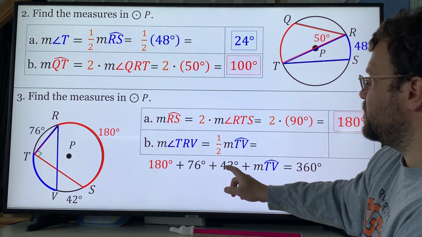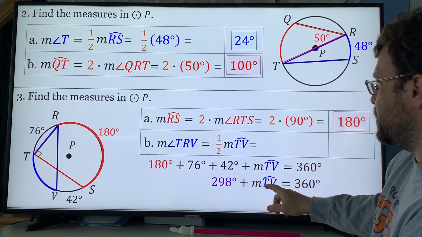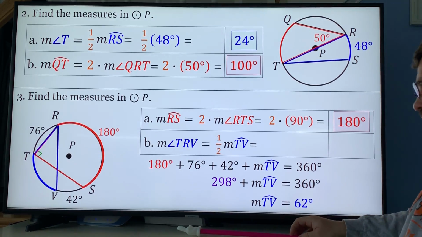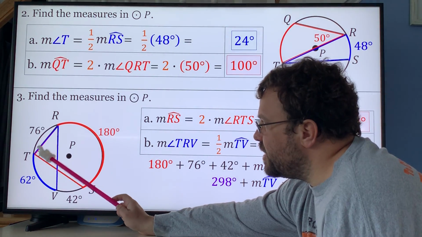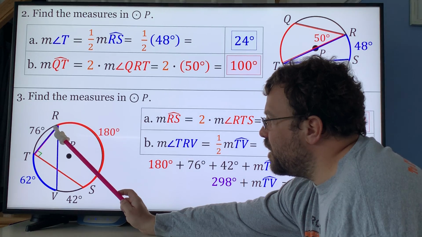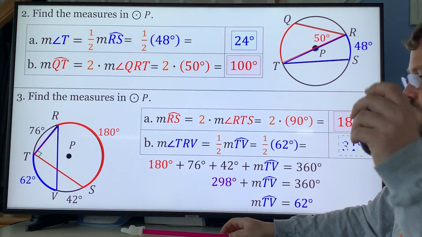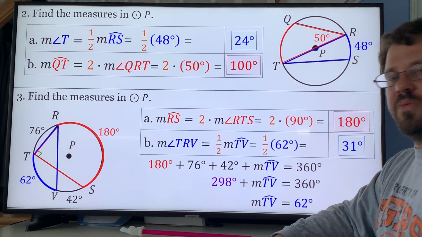Combine these like terms. All right. You get 298 plus whatever the TV is equals 360. Subtract 298 and you get 62. So arc TV here is 62. So now we can find angle TRV because it is half of 62, which is 31. All right? Look at that. You guys are doing advanced problems right here.